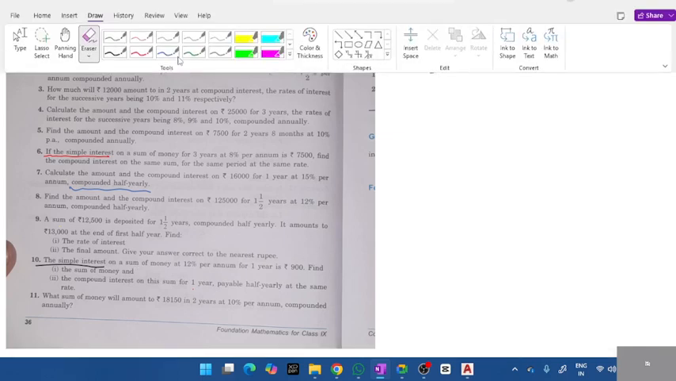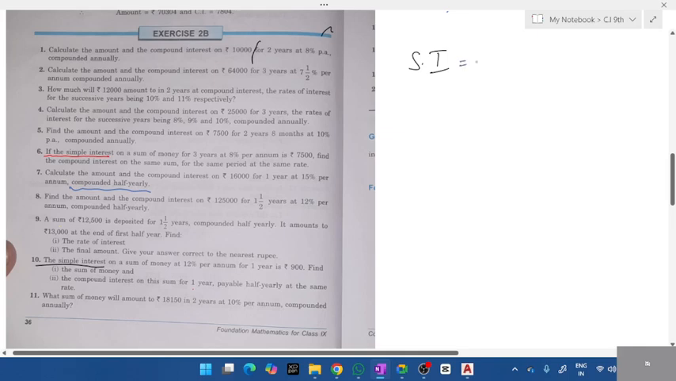Simple interest is 900. What is time? Rate given. What is time? Time is 1 year. Rate 12%. What are we supposed to find? Find the first question. Find what? Sum is what? Sum is principal.